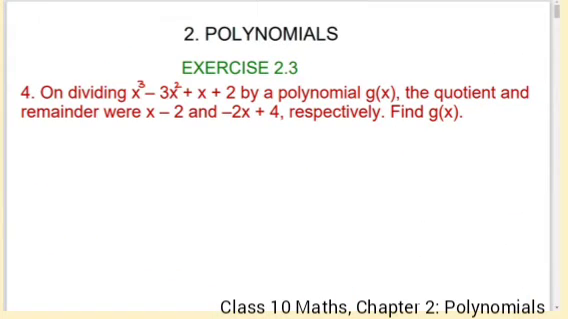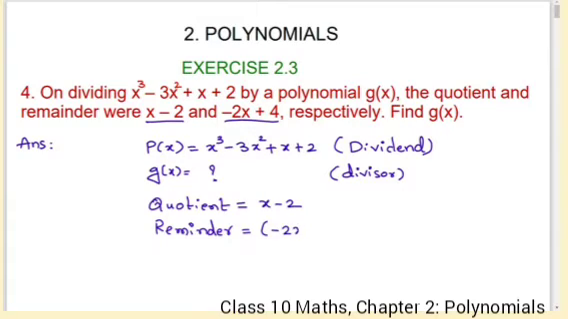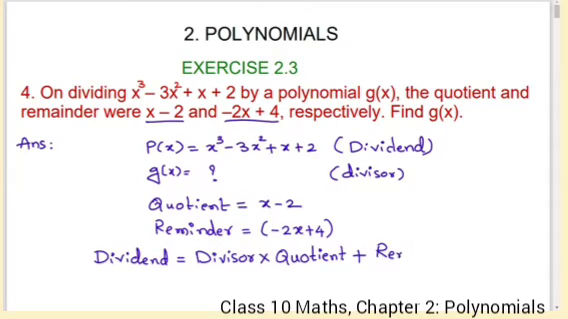Question number 4. On dividing x cube minus 3x square plus x plus 2 by a polynomial g of x, the quotient and remainder were x minus 2 and minus 2x plus 4 respectively. Find g of x. Here p of x is equal to x cube minus 3x square plus x plus 2. It is a dividend. You have to find a divisor, that is g of x is equal to question mark, and quotient given as x minus 2, remainder as minus 2x plus 4. Now you know that dividend is equal to divisor into quotient plus remainder.